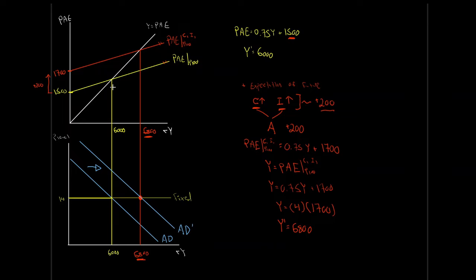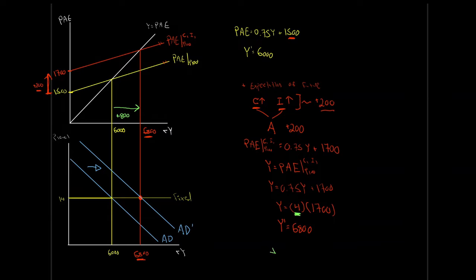What we'll notice is, in this case, we had an increase in autonomous of 200, and that increase in autonomous of 200 resulted in an increase in GDP. But how much did our GDP increase by? 6,800 from 6,000. So that was plus 800. What we witness is that a $200 change in our autonomous expenditure had a larger change in our real output. What's the relationship between 200 and 800? Well, the $200 change times our multiplier gave us the change in output. So 4 times 200 gives us our $800.